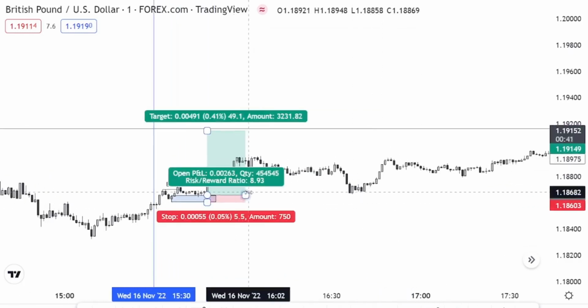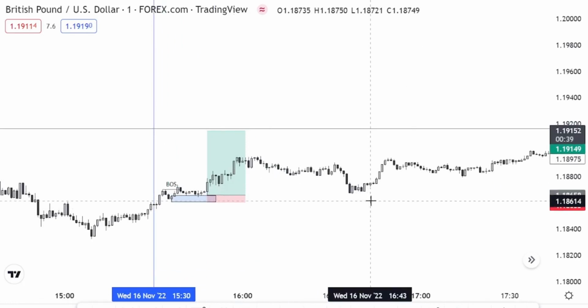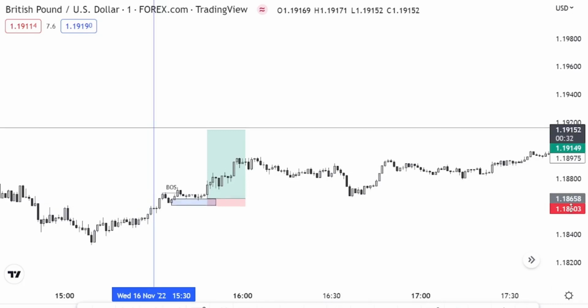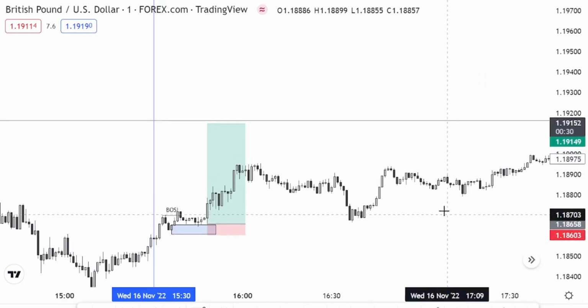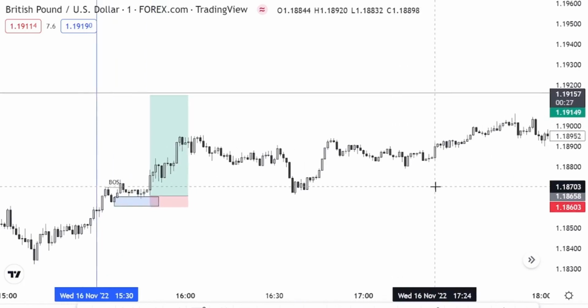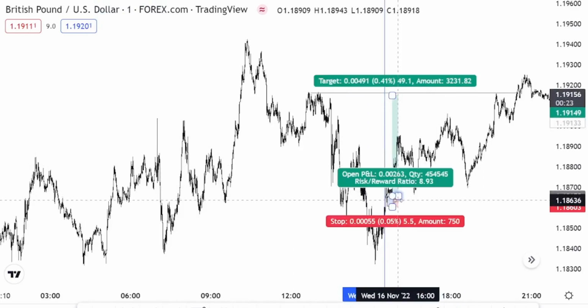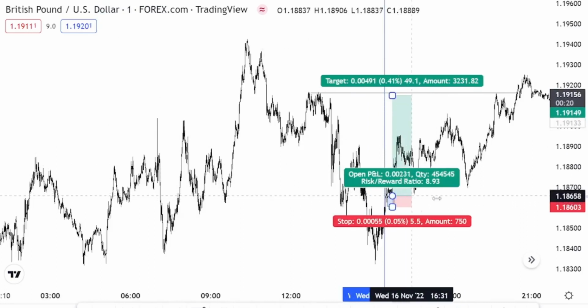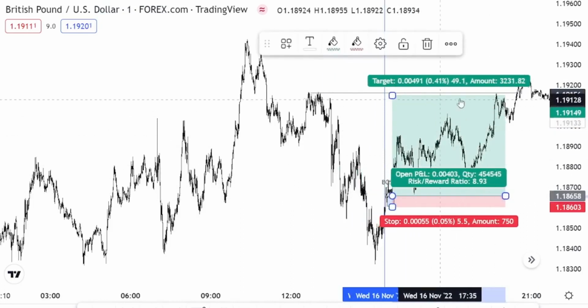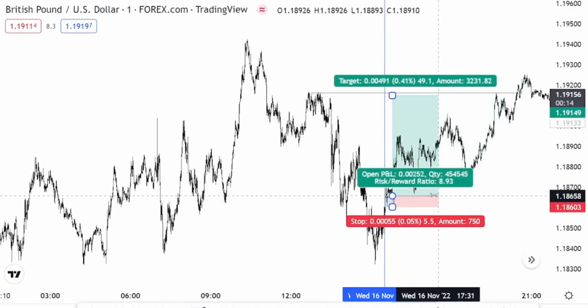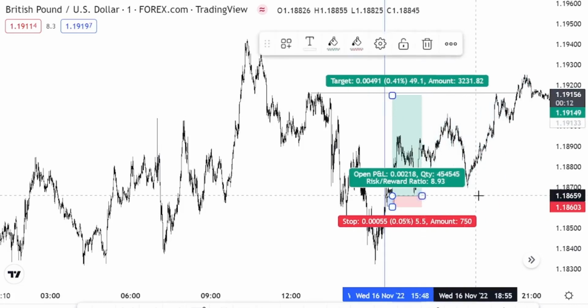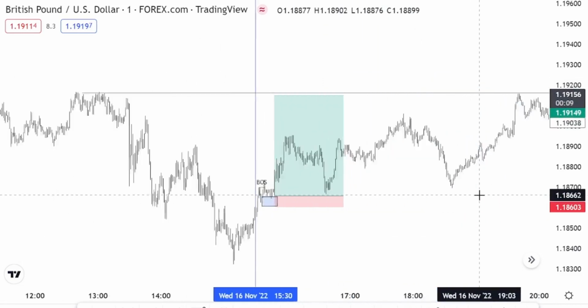We would have made 8.93% of our account. An 8.93% increase on our account. That's massive. So let's see, did it get to our target? Yes, it got there. As you can see, if we stretch this out, price got there and gave us 8.93 R. That's the first trade, first example.